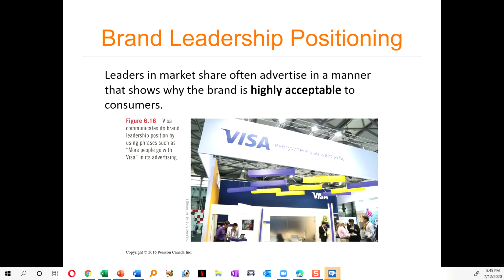So in the debit and credit card market, Visa positions itself as a leader. Its most recent effort involves a global positioning message that is summed up in their tagline, where it says more people go with Visa.